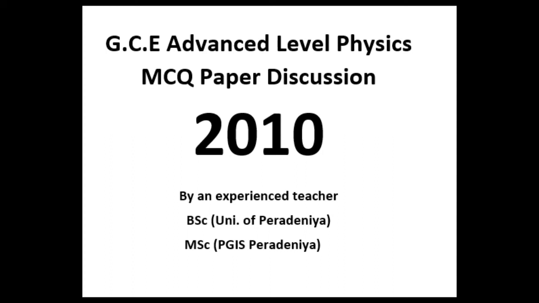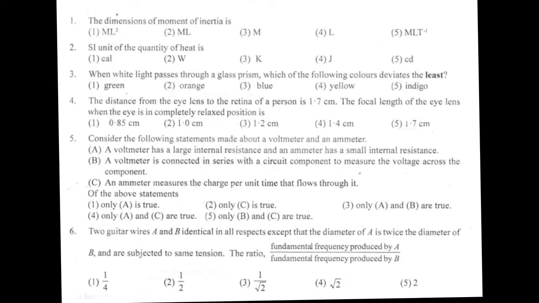In this video, we discuss the answers of the MCQ paper of the year 2010. Question number 1. The dimensions of moment of inertia. Moment of inertia depends on the mass of the object and the distance square. So, the dimensions of moment of inertia is ML square.